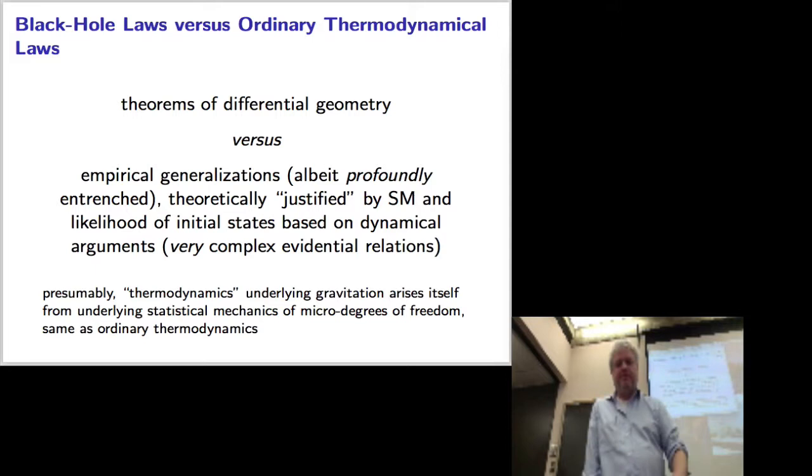And again, presumably the thermodynamics of gravitation arises itself from this underlying statistical mechanics, these microdegrees of freedom, same as ordinary thermodynamics. But if that's the case, how can they possibly give rise to theorems of differential geometry?